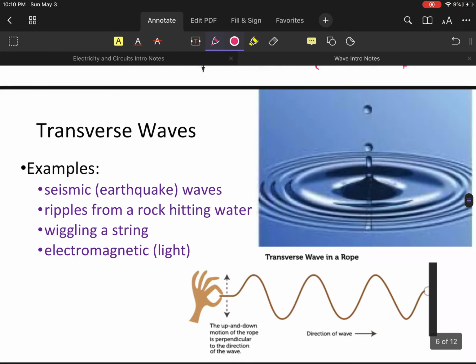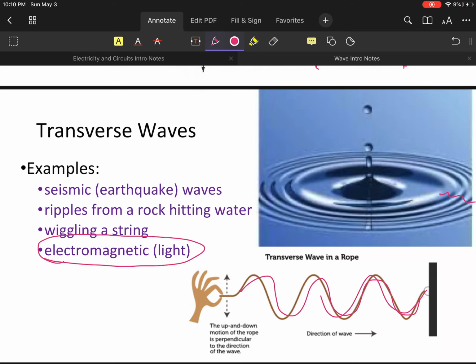And here are some examples. The main example here is light, a transverse wave, but these are also the waves we're most familiar with because we can see them. We can see them on the surface of water. You can see them in a rope. If you move the rope up and down, you can see the wave move. That's your kinetic energy, the movement of your hand, transferring through that rope. So you're moving energy, right? Energy moves in the form of a wave. That's why it moves up and down.